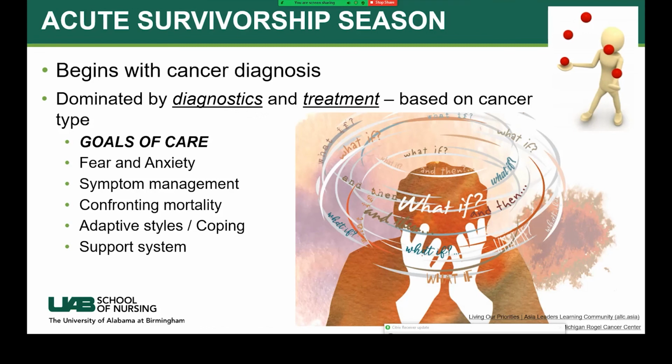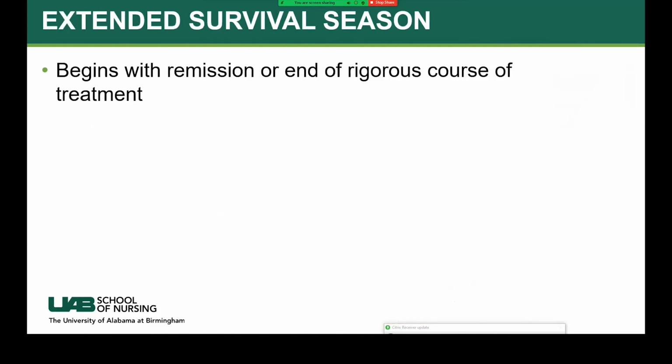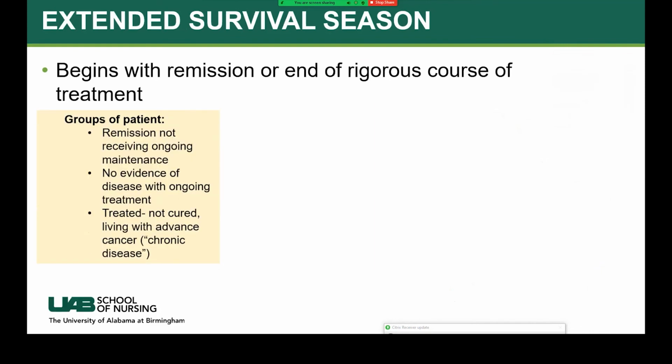Support systems and coping styles are really important to also inquire about and put those systems in place to help support not only the patient, but the caregiver. The extended survival season really begins with remission or end of a rigorous course of treatment, because oftentimes the patient is not put into complete remission. There are groups of patients in this season. Those are patients that are in remission and not receiving any maintenance therapy. So they've gone into remission, they're good, they're on their way. There's also patients with no evidence of disease, but they are continuing to have treatment. Then there is the group that is treated but not cured and living with advanced cancer as a chronic disease.